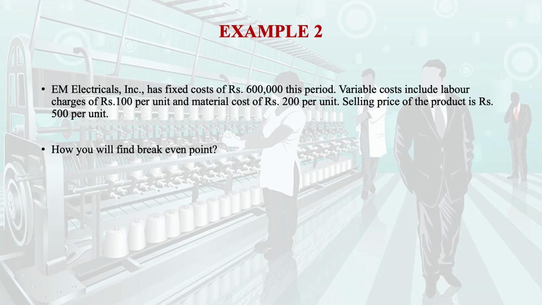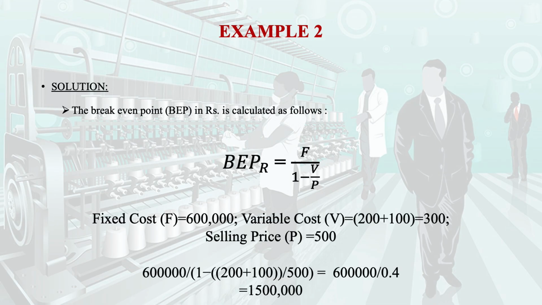EM Electricals has a fixed cost of rupees 6 lakhs in this period. Variable cost includes labor charges of rupees 100 per unit and the material cost of 200 per unit. Selling price of the product is 500 per unit. Now, the question is how you will find the break-even point. Break-even point in rupees is calculated.